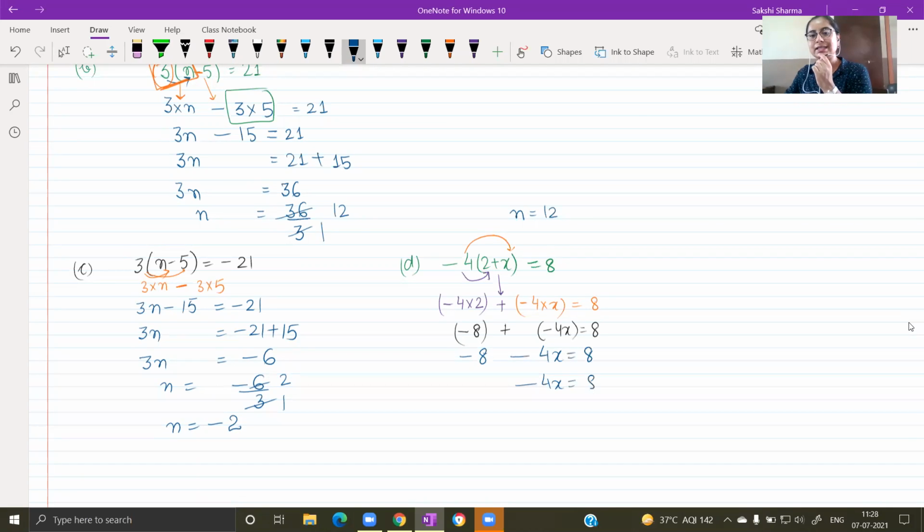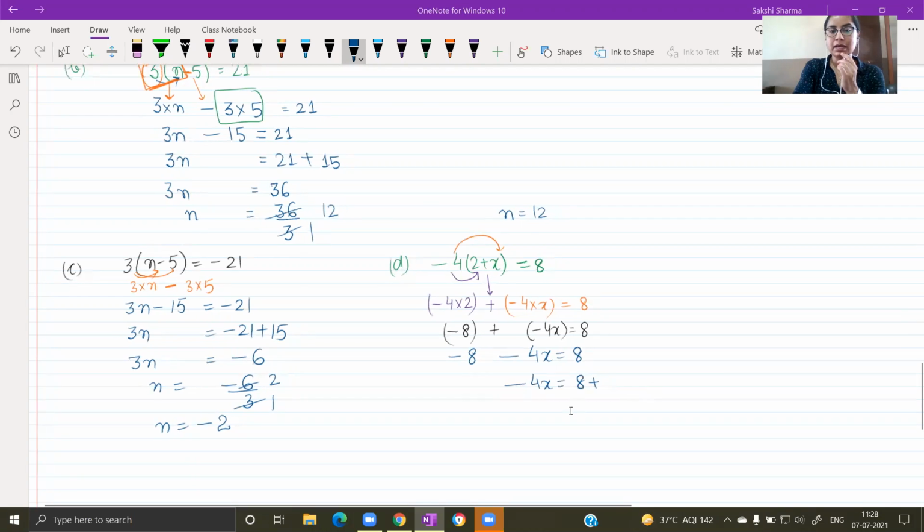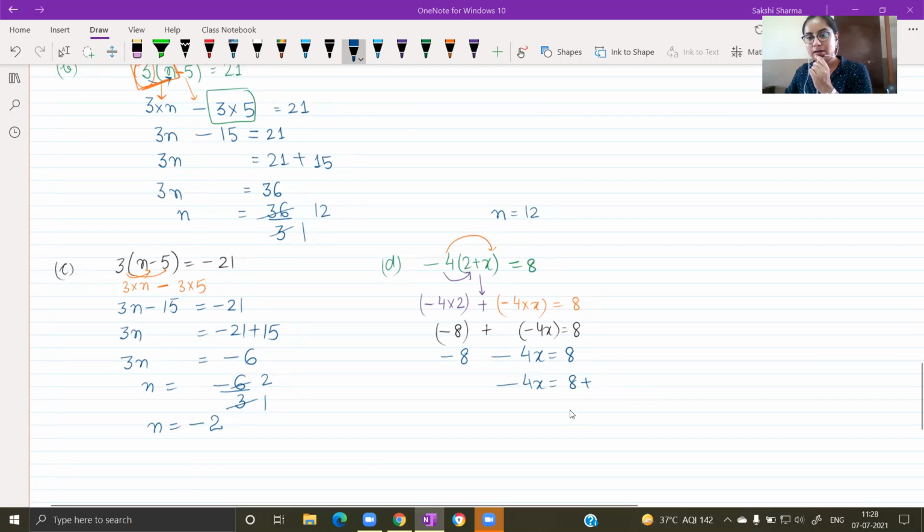All right. That's correct. So this is what you get from here. Transposing minus 8 to the other side, plus 8, you get minus 4x equals to 16. Then x equals to 16 divided by minus 4. x comes out to be negative 4.